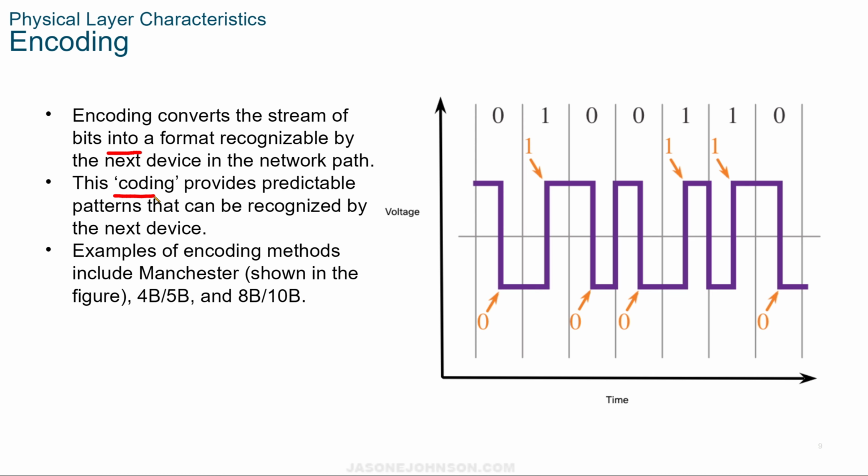When we encode, it converts the stream of bits into a format that's recognized by the next device in the network path. The coding provides predictable patterns that can be recognized by the next device. In other words, we increase the signal to go above a certain voltage so that we know that the bit is on. So the bit is on and we get a 1. If the voltage drops below a certain level, we get a 0 bit.